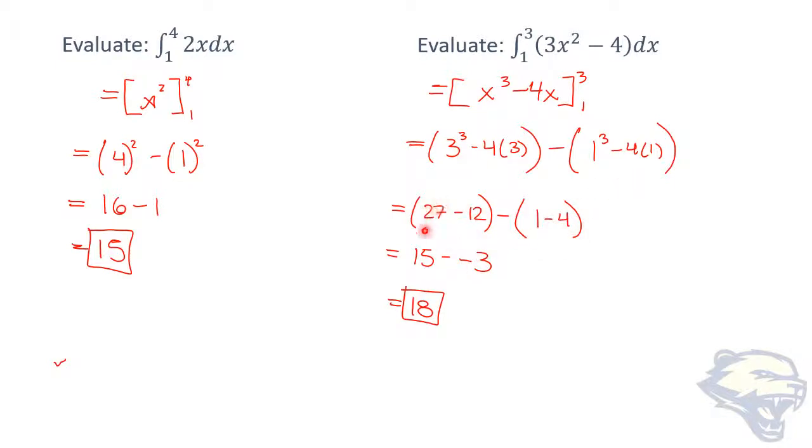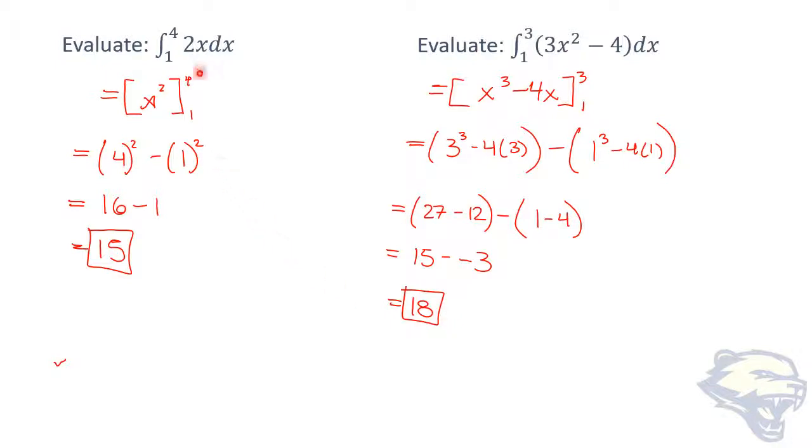I'm simplifying all the stuff in the front first, what I was calling f of b earlier. So this is the f of b minus f of a. So 27 minus 12 is 15. Minus, this is a negative 3, so minus a negative becomes plus a positive. So it's 18. Again, I don't need c on this stuff.